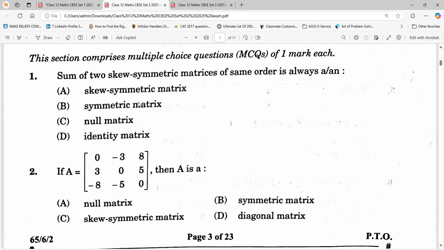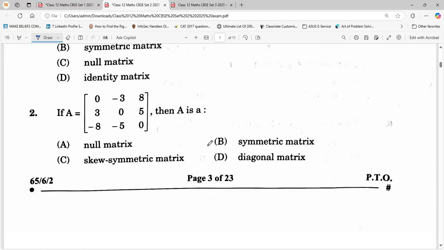We have done this already. Sum of two skew symmetric matrices is always a skew symmetric matrix. We've done that already. We'll skip that. This looks like a skew symmetric matrix. This is -3, this is 3, this is 8, and this is -8, this is 5, and this is -5. This is skew symmetric.